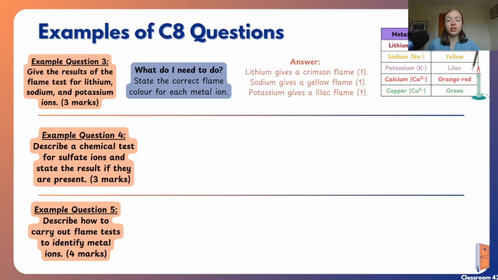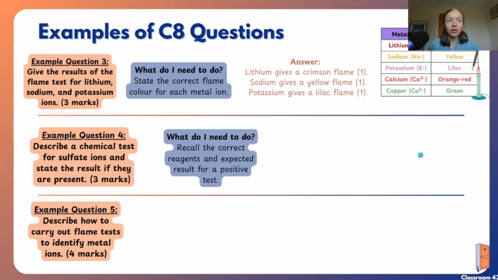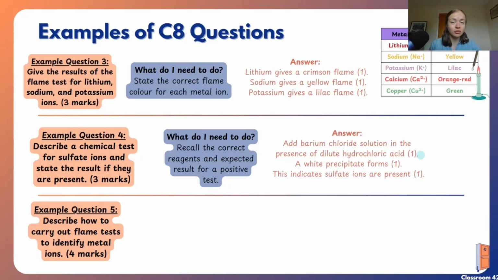And question 4 is describe a chemical test for sulfate ions and state the result if they are present. So this is similar in that you just need to recall those reagents and the expected positive test result. So add barium chloride solution in the presence of dilute hydrochloric acid, a white precipitate forms, which indicates that sulfate ions are present. So that's just what we've gone through with the content there, and it's just basically relaying that information.